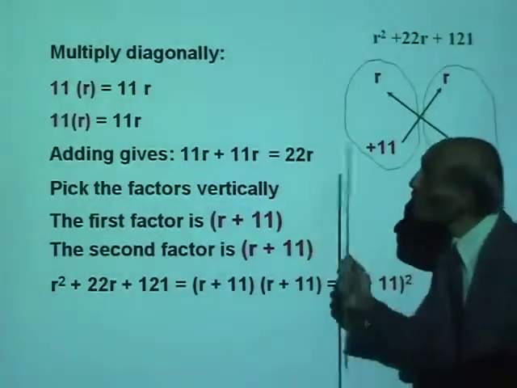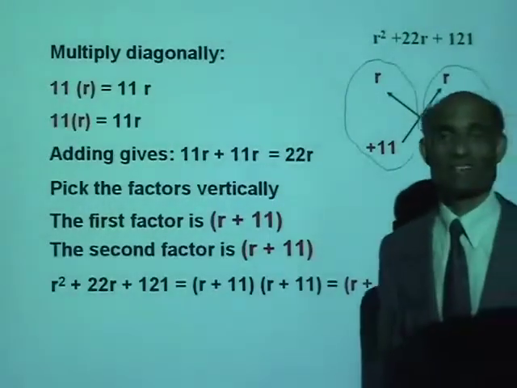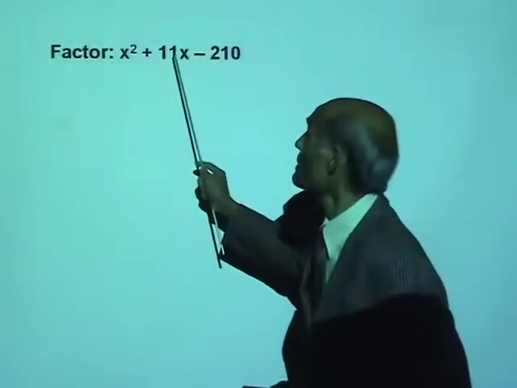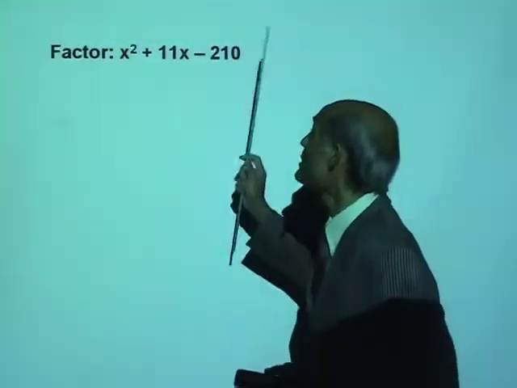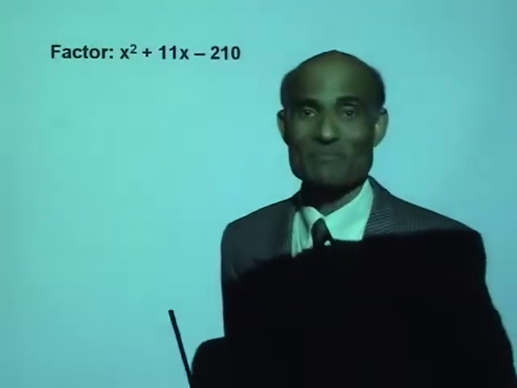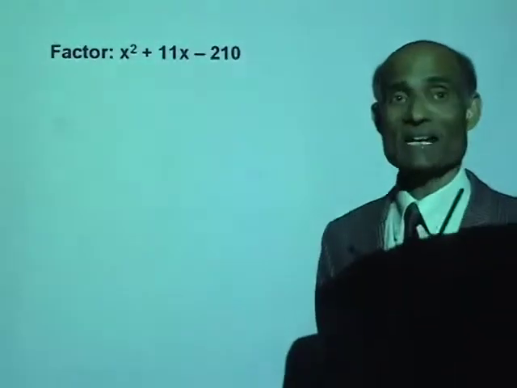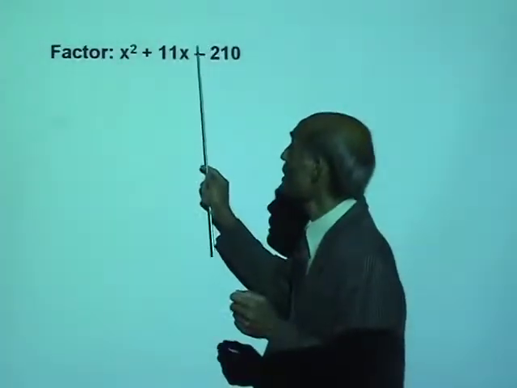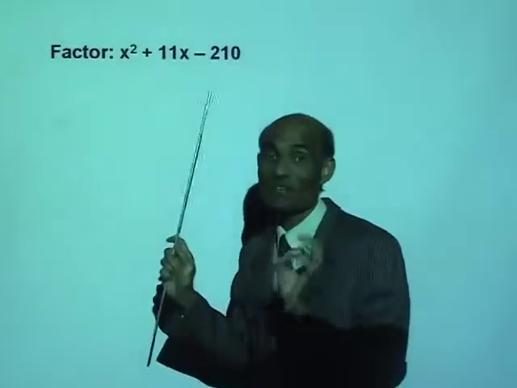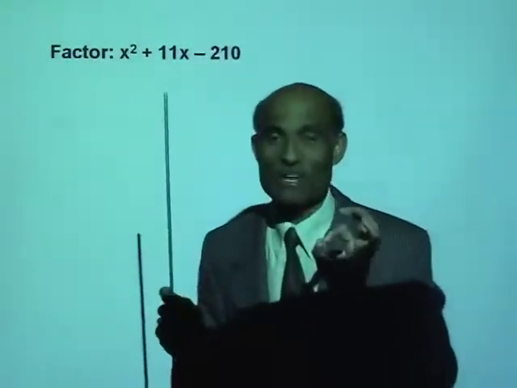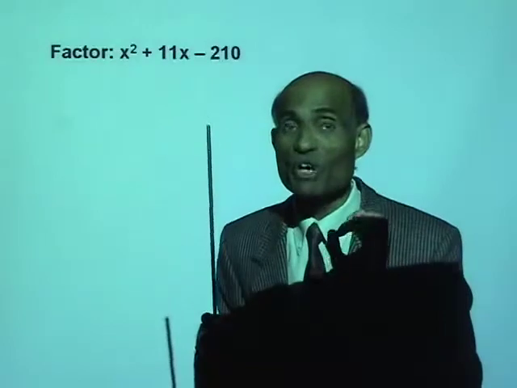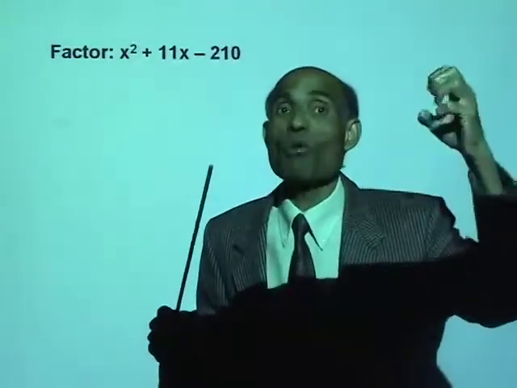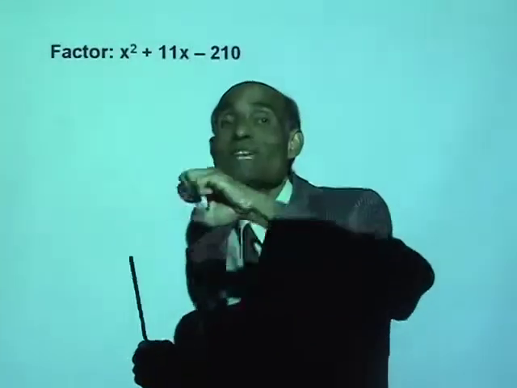Okay, that is a good factoring method. Let's now look at another one. Factor x squared plus 11x minus 210. Well, what do you see here? The first thing to notice, you must notice that the last term is negative. If the last term is negative, the only way to factor a negative number is a positive number times a negative number.